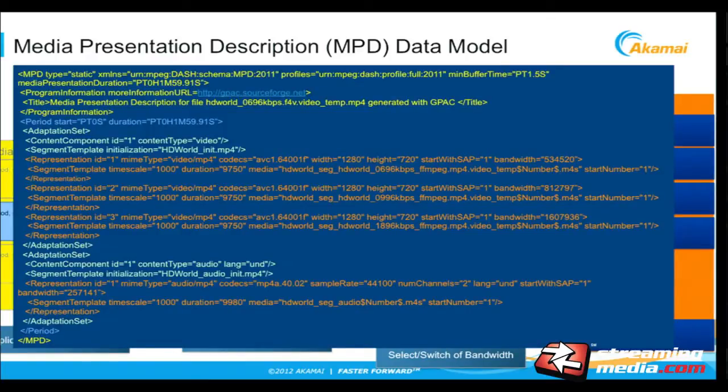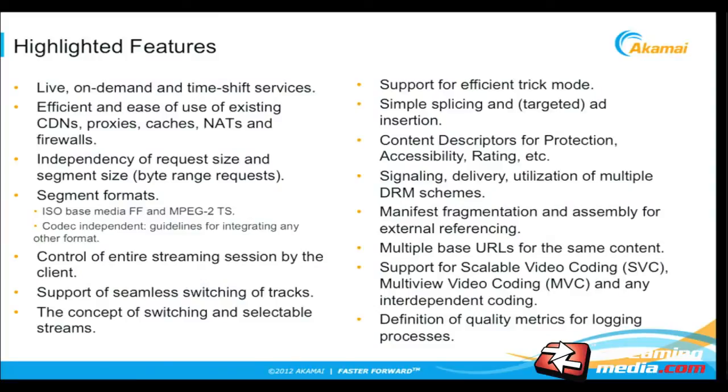What does it look like in real life? I know it's an eye chart, but that's a manifest file for a 3-hour movie. So it's a very concise way to represent video. And this has 3 bit rates for video and 1 for audio. It has a lot of highlighted features.